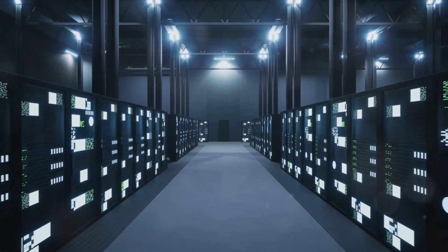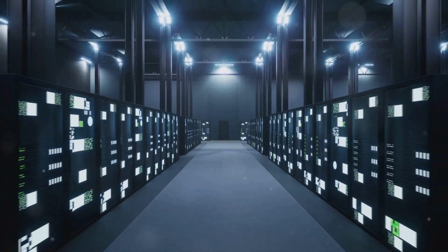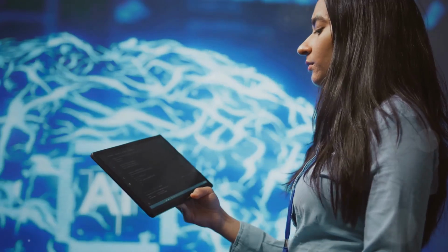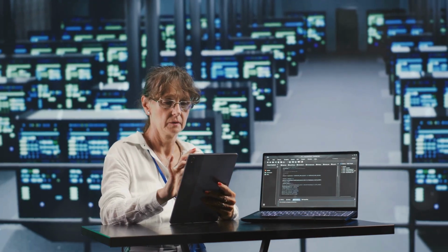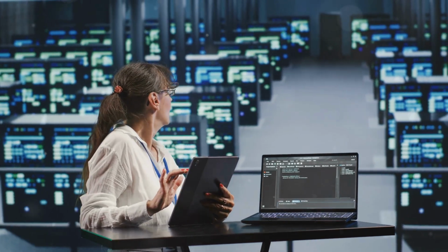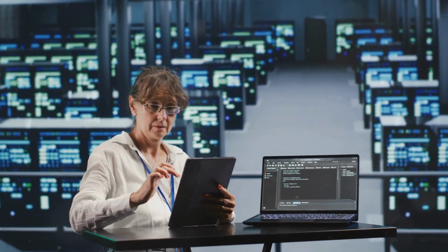Another challenge is the computational power required for training. Deep learning models are complex and require significant resources to train. This often necessitates the use of specialized hardware, like GPUs, which can be costly.